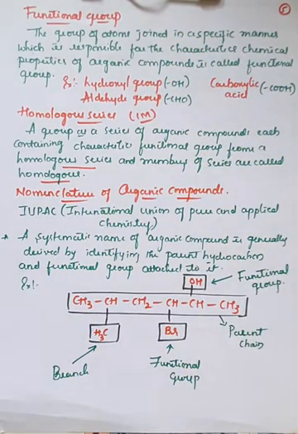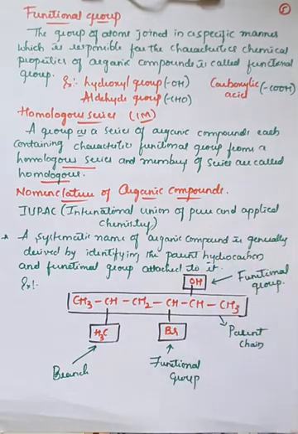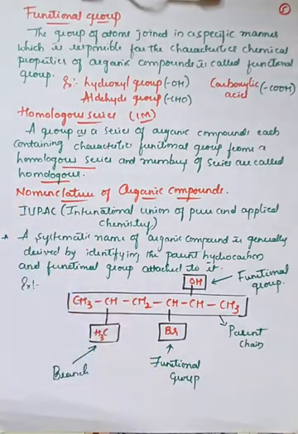One is the common system, which is also called the trivial system, and the second one is called the IUPAC system. The abbreviation IUPAC stands for International Union of Pure and Applied Chemistry, right? Further we'll see the rules for the nomenclature of organic compounds. Nomenclature is nothing but naming, remember. So how can we name the given compound? That is based on certain rules, and further we'll see the rules for the identification of the exact name of any given organic compound.